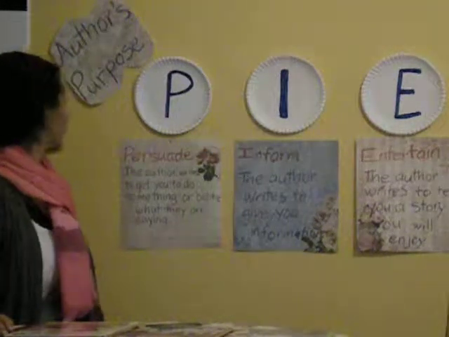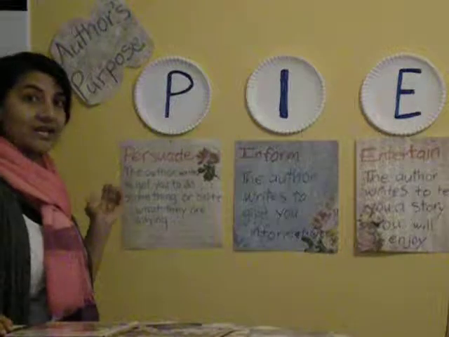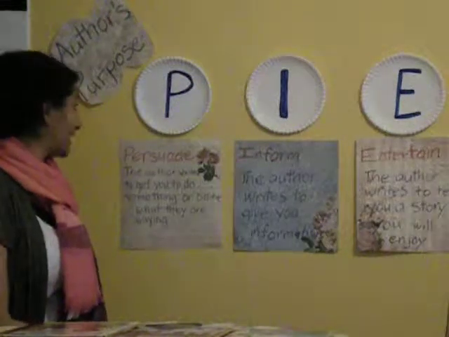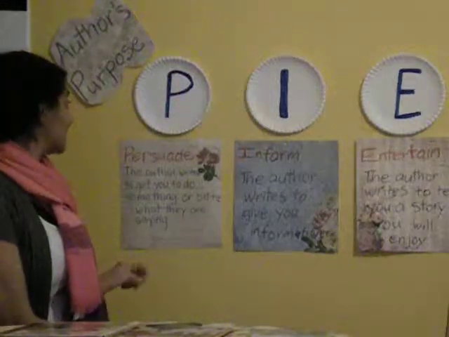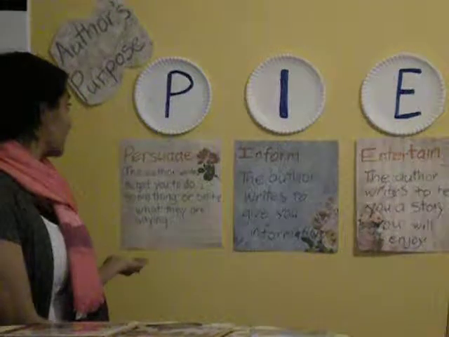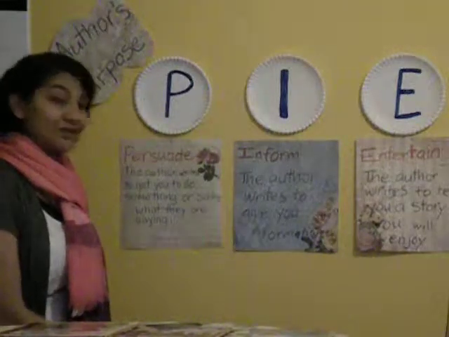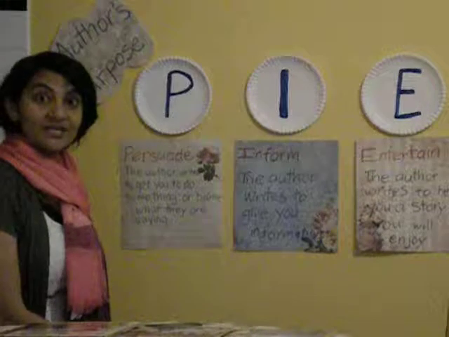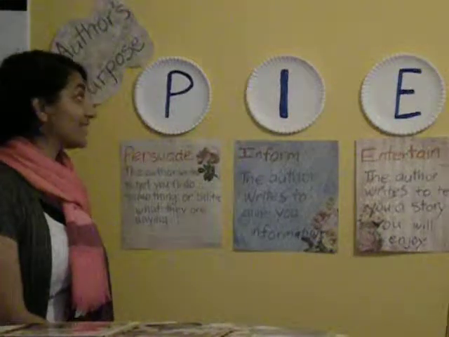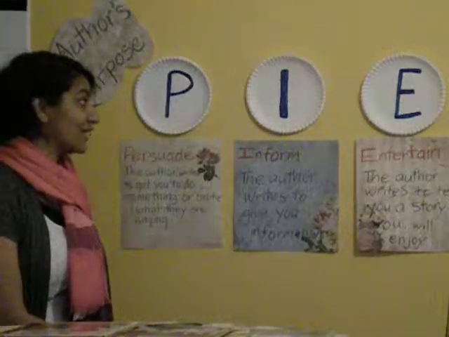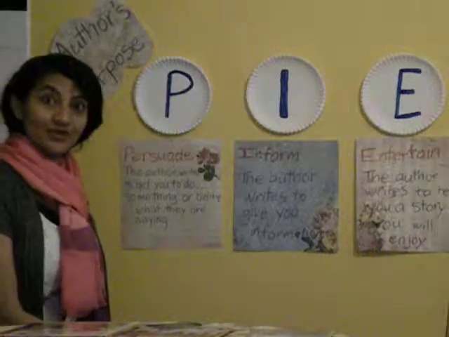I will be talking about the author's purpose, and I will be using the acronym PIE. The P stands for persuade. The author writes to get you to do something or believe what they are saying. I, inform: the author writes to give you information about something or how to do something. E, entertain: the author writes to tell you a story you will enjoy.